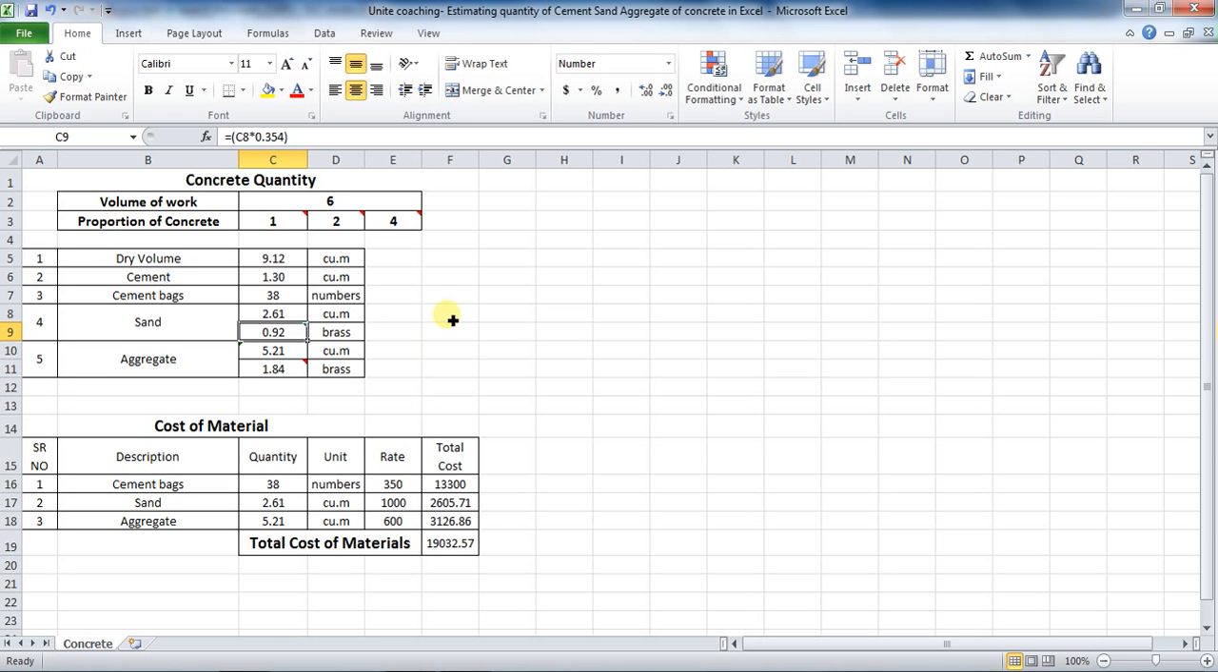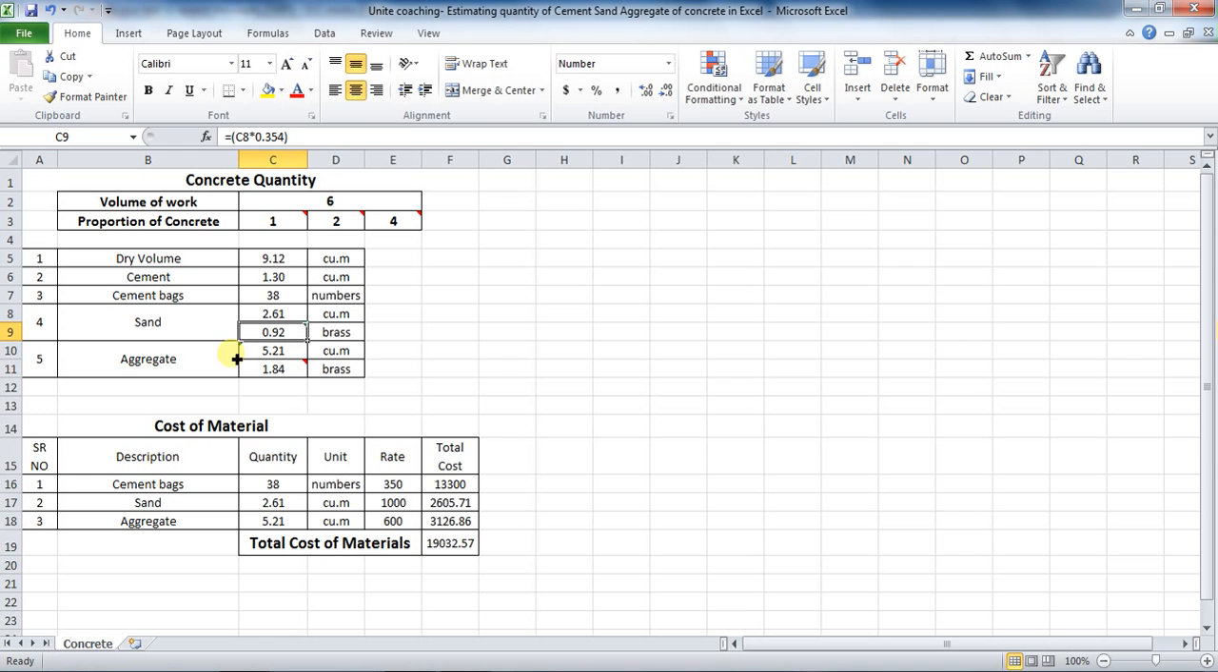We know that 1 cubic meter is equal to 0.354 brass. Therefore, to calculate the quantity of sand in brass, use formula as equal to bracket start cell C8 into 0.354 bracket close, which is equal to 0.92 brass.